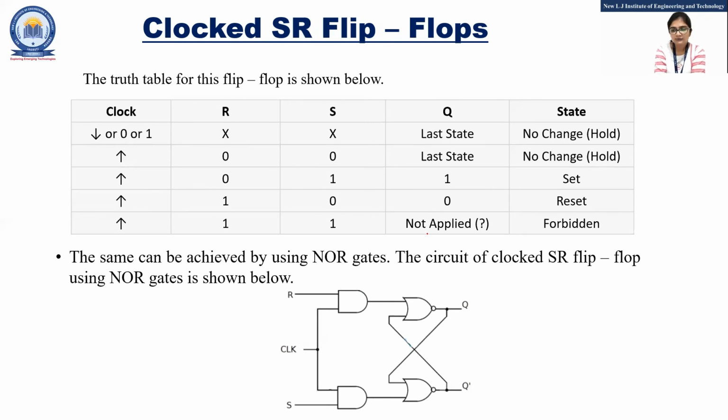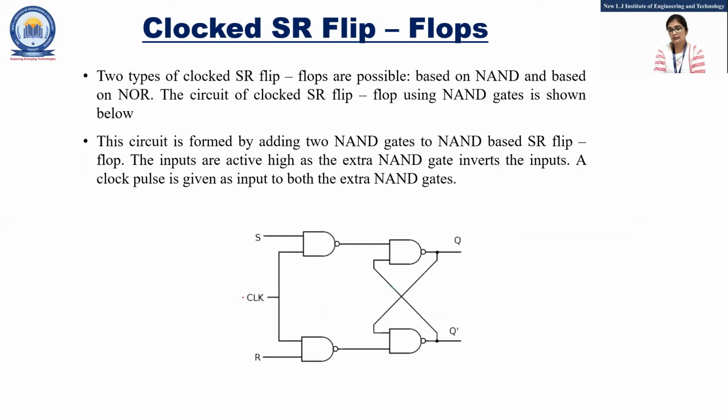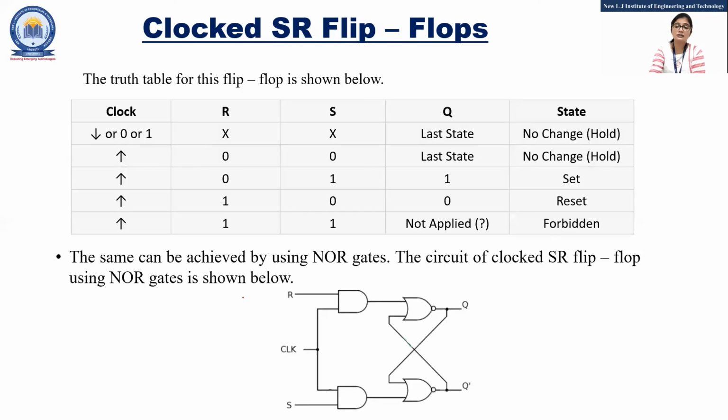This portion shows the NOR gate SR flip-flop, but we are using extra logic gates, AND gates here, and again we are applying a clock pulse. So there are so many possible combinations, or we can say we can design the circuit of this clocked SR flip-flop by using NAND, by using NOR. Here we are using AND gates. In the previous one we used extra NAND gates. So there are so many possible circuits you can design.